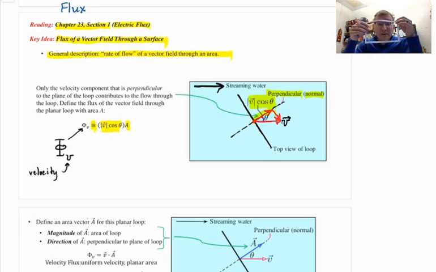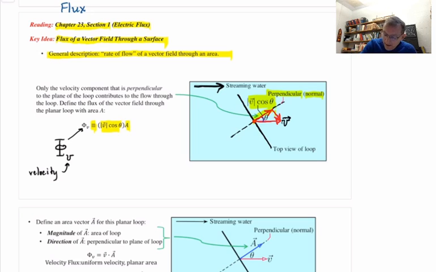Because the bigger the area, the more water can flow through. So it's got to depend on that. And the faster the water is moving, the more that can go through. So it's got to depend on v magnitude. But it also depends on the angle that this surface inside this loop makes relative to v. Okay? And that's where the cosine theta comes in.